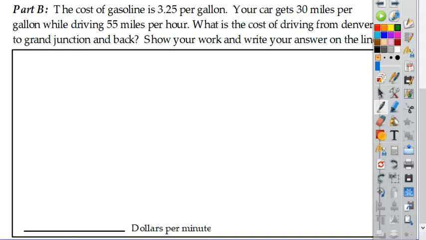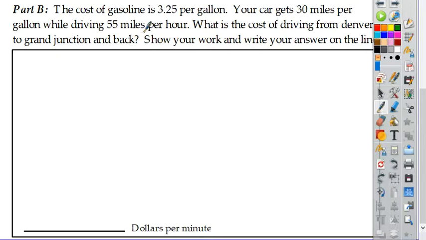So we're being asked for the approximate cost of driving from Denver to Grand Junction and back. Here's what we know. Gas is costing $3.25 per gallon. This was several years ago when gas was more expensive than it is now. We are in a car that gets 30 miles per gallon when it's driving at 55 miles per hour.